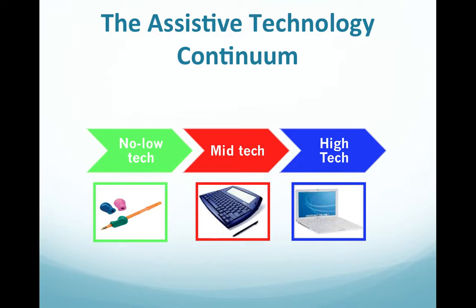Now we're going to talk about the assistive technology continuum. This explains what type of product is being used. Low or no tech means there's no power source. Mid-tech is a little more expensive and has a power source. High-tech is typically computerized and or expensive. It is always recommended to start at the no-tech, low-tech options first, and then work your way up the continuum as needed.